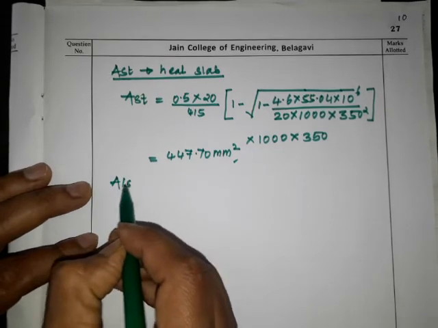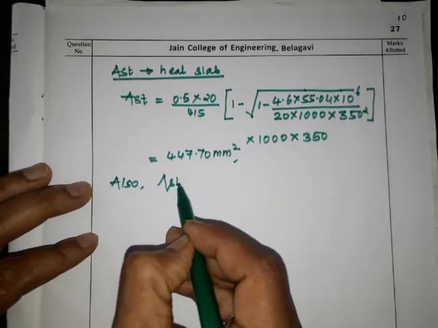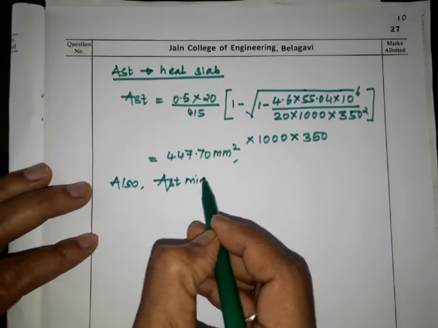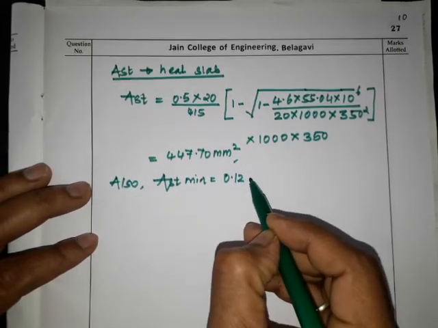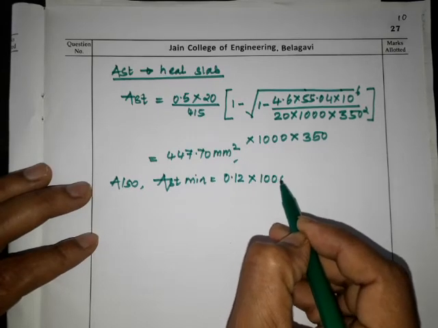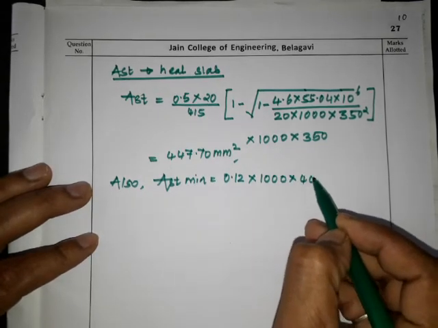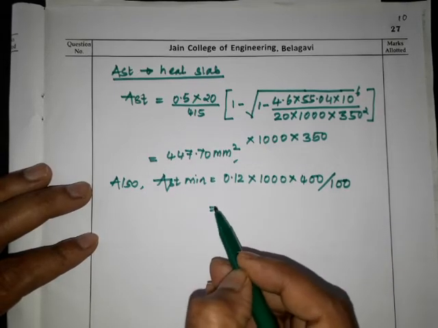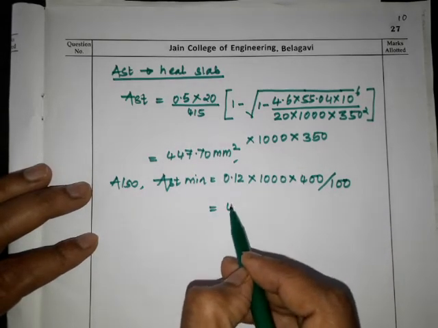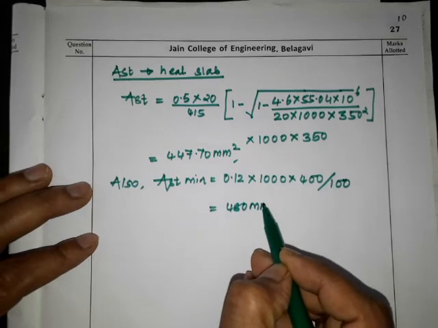Also, you have to check for AST minimum. So it is 0.12% of bD. So b is 1000, D is 400, capital D we have to consider, total depth, divided by 100. So we get this as 480 mm square.